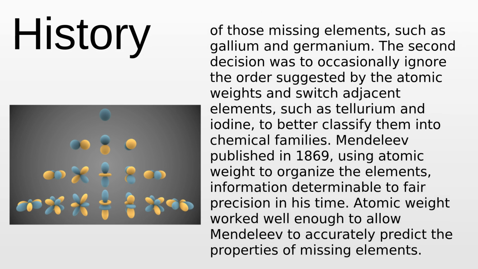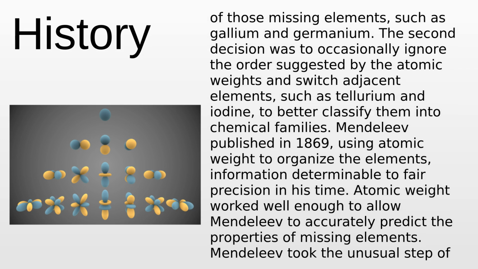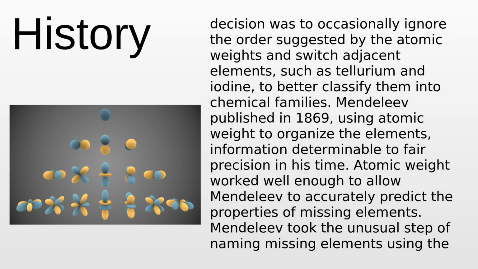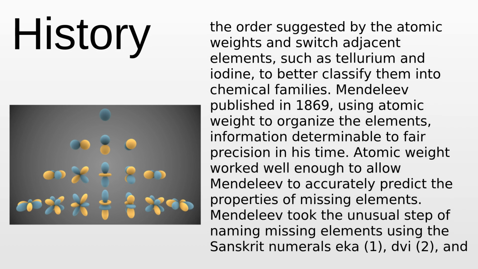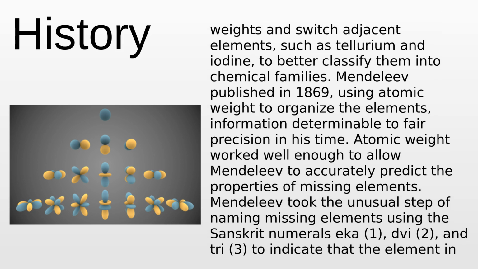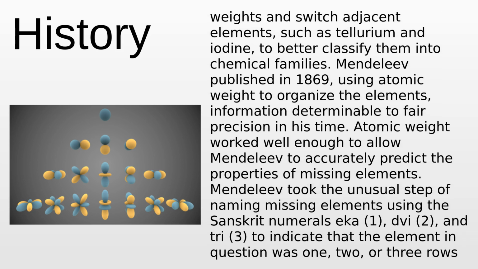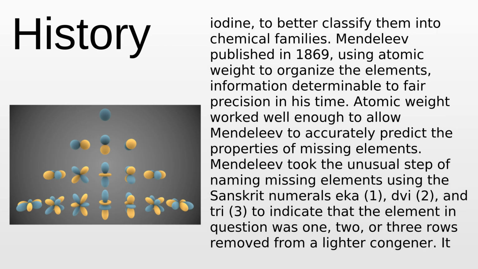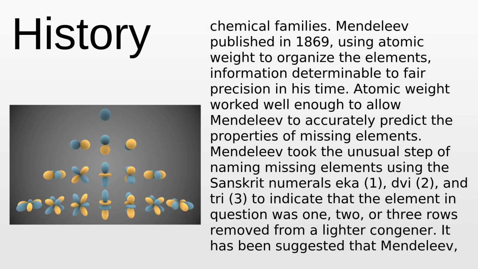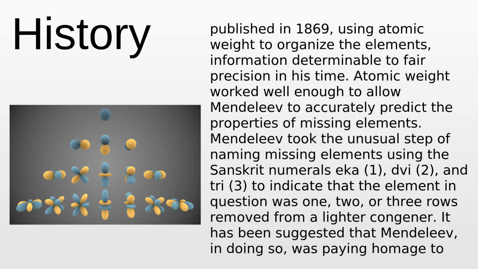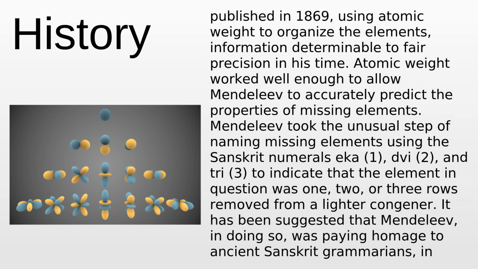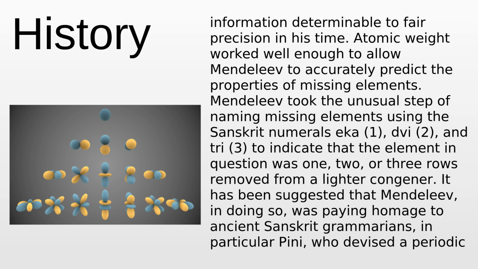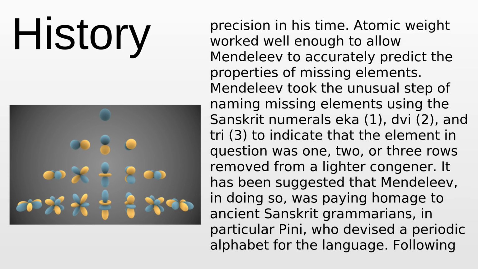The second decision was to occasionally ignore the order suggested by the atomic weights and switch adjacent elements, such as tellurium and iodine, to better classify them into chemical families. Mendeleev published in 1869, using atomic weight to organize the elements, information determinable to fair precision in his time. Atomic weight worked well enough to allow Mendeleev to accurately predict the properties of missing elements.